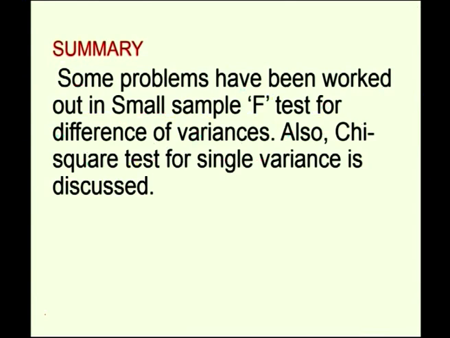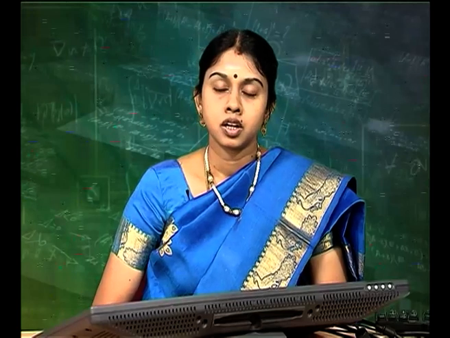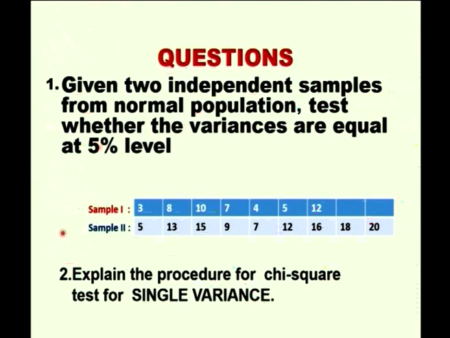The procedure for the chi-square test and the derivation of the chi-square distribution for testing a single variance has been discussed. Based on this discussion in this session, the questions are posed like this. Given two independent samples from normal populations, test whether the variances are equal at 5% level. Sample 1 values are 3, 8, 10, 7, 4, 5 and 12. Sample 2 values are 5, 13, 15, 9, 7, 12, 16, 18 and 20. As discussed, it is not necessary that sample 1 size should be equal to sample 2 size.